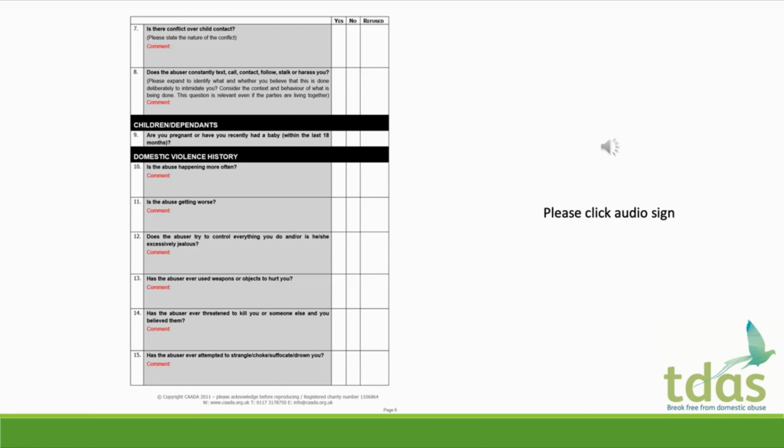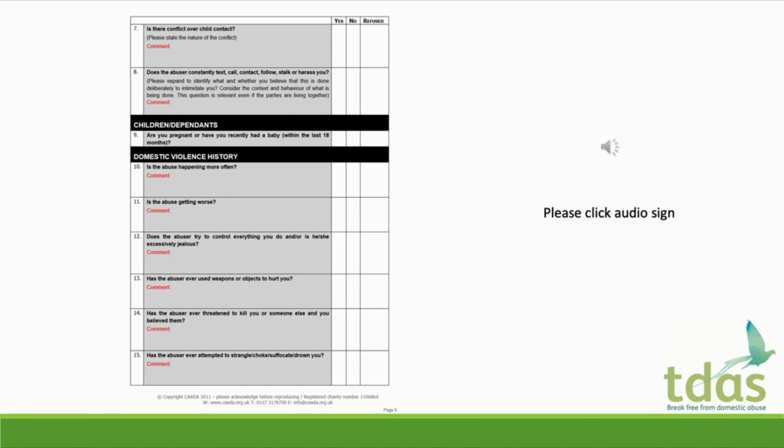Question 13. Has the abuser ever used weapons or objects to hurt you? Note the word ever. This is important to capture any incident which has involved weapons or objects. This includes household objects such as mobile phones, ashtrays, etc. being used to harm the victim. Write these incidents in the comment section with approximate dates if the victim can recall them. This question can also be used to ascertain if the abuser has access to any weapons.